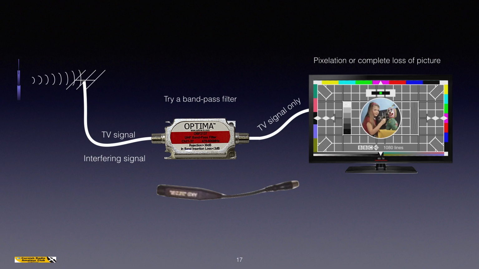So that is one way of perhaps solving the problem with your own TV or a neighbour's TV, fitting a bandpass filter. And the bandpass filter is designed to pass the band of the TV signals but reject other signals.